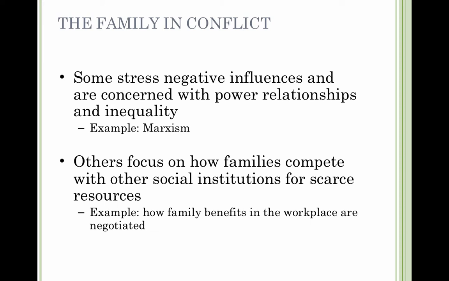Some other theories in conflict focus on how families compete with other social institutions for scarce resources. So, the perspective here is that not everyone has equal access to the resources that are available in society. This could be healthcare, education, job market, and so not every family has equal access. So families compete with one another in other social institutions to have these advantages, and some tend to have better success than others. So, for example, how family benefits in the workplace are negotiated. Not every workplace has family benefits, and some families are further disadvantaged.